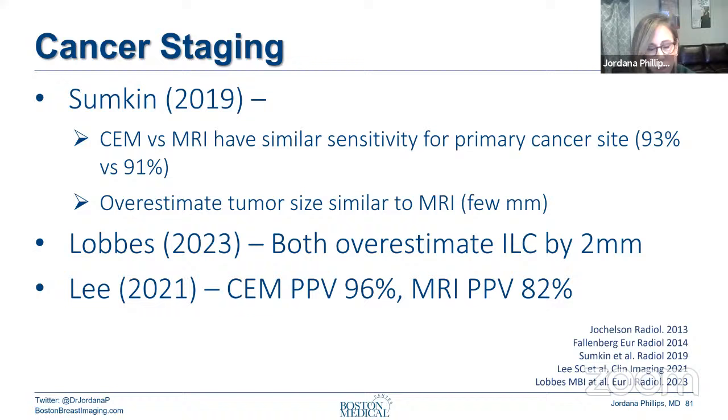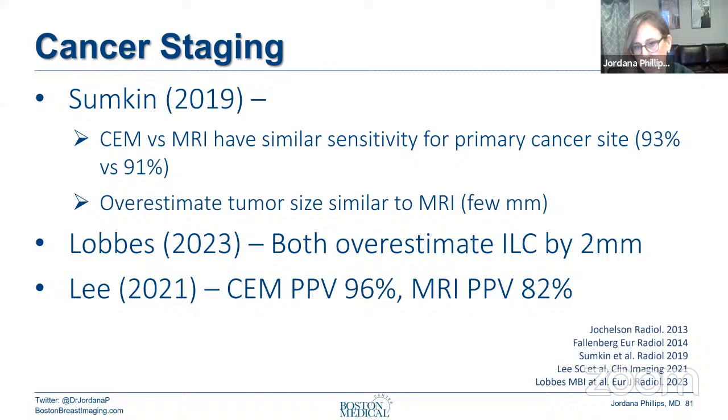Lobbes et al., more recently, looked at contrast-enhanced mammography and MRI in their evaluation of ILC, which is invasive lobular cancer, and found that both of them overestimate ILC by around 2 millimeters, very similar. And then Lee and colleagues in 2021, I'm providing information not on how well they found the cancer, but on the positive predictive value, which is really how well, when you see something on contrast mammo or MRI, is it likely to be cancer? And you'll see that the positive predictive value is much higher for CEM over MRI. And this, again, is borne out over and over again, which is when you see an abnormality on contrast mammo, it is more likely to be breast cancer than when you see an abnormality on MRI.